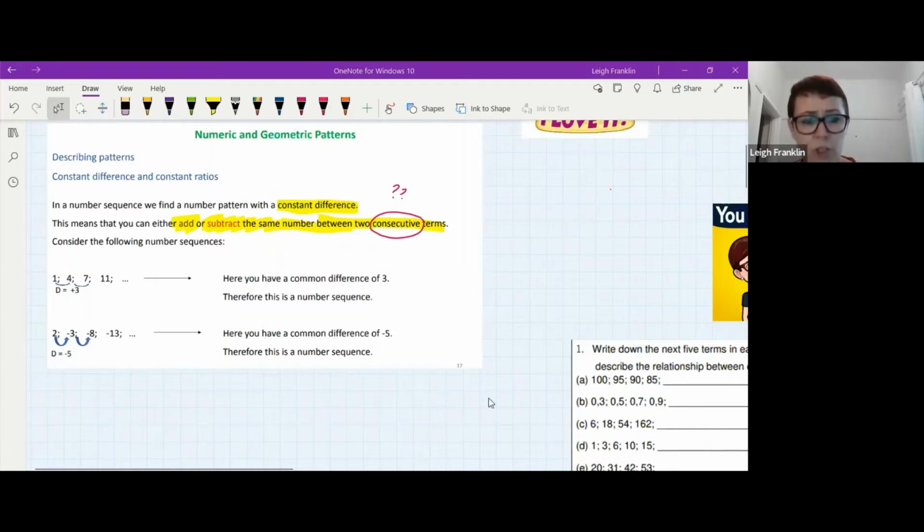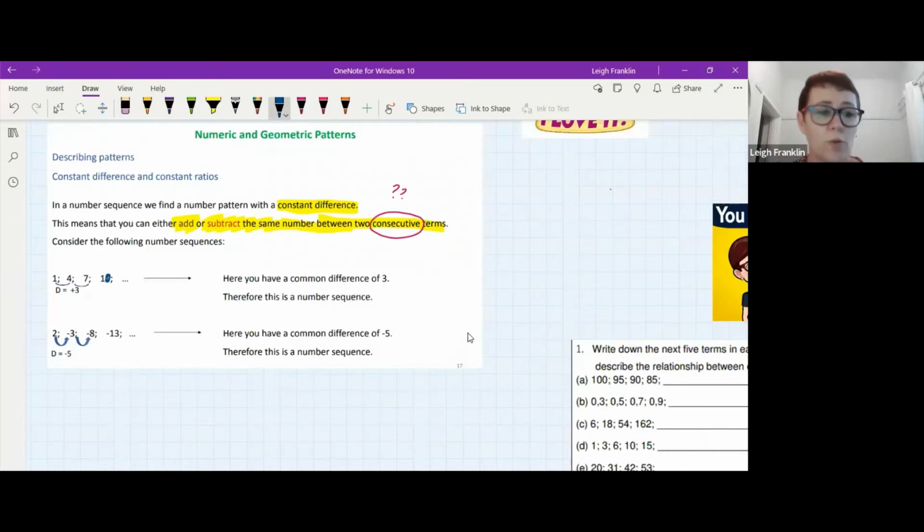Okay, Patson, you've got your hand up. What's up, Patson? Ma'am, for the first explanation, it's wrong. After 7, ma'am, it's not 11, it's 10. I think it was a typing error. Oh, it is a typing error. Sorry, you're quite right, because we're adding 3. Thank you, Patson. Quite right, that should be a 10 because we're adding 3 every time.